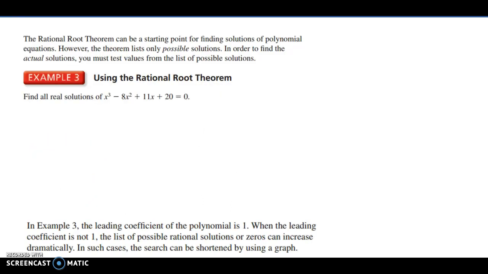Example 3 is going to use the rational root theorem, and we want to find all the real solutions of this polynomial. To do that, my q is 1 and my p is 20. So my x value can be plus or minus all of the factors of 20, because we're just dividing by q, which is 1. My factors of 20 are plus or minus 1, plus or minus 2, plus or minus 4, 5, 10, and 20.